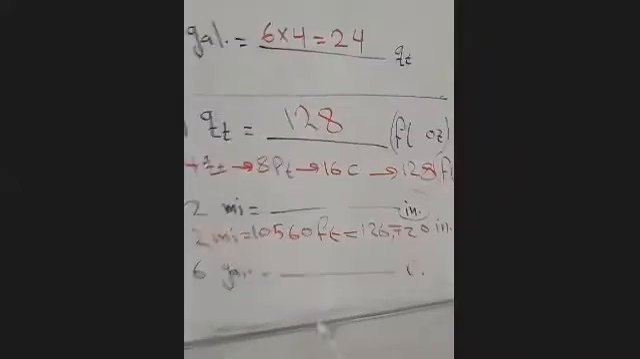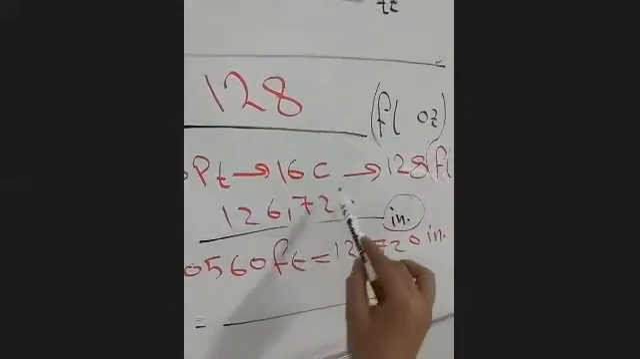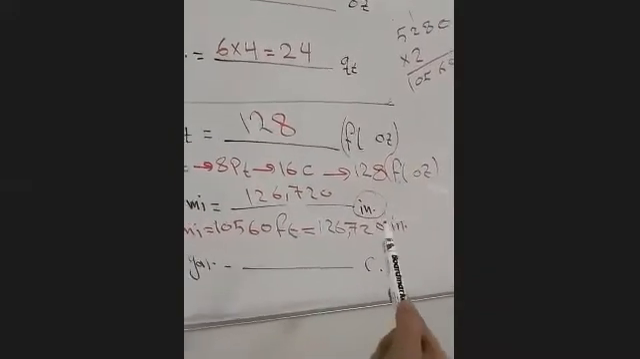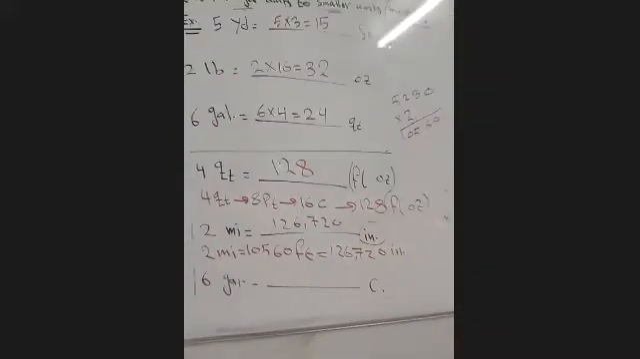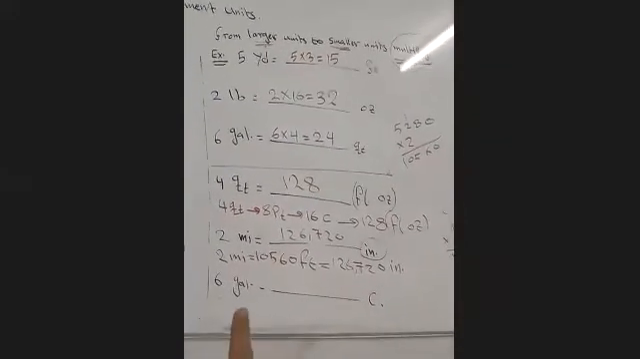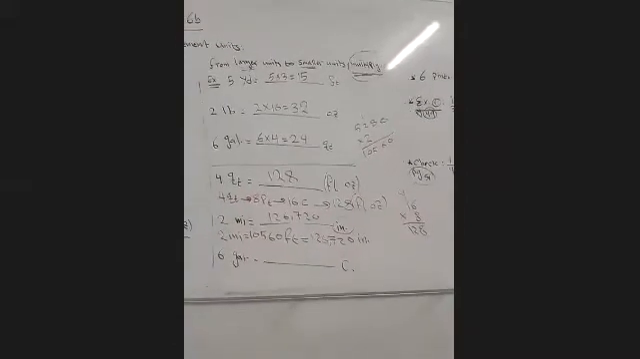Inches. So I'll put my answer in my space. 126,720 inches. So 2 miles equal this number in inches. So who can help me with the third one here? From gallon, I want to turn to cups. From gallon to cups. But guys, I will stop now.